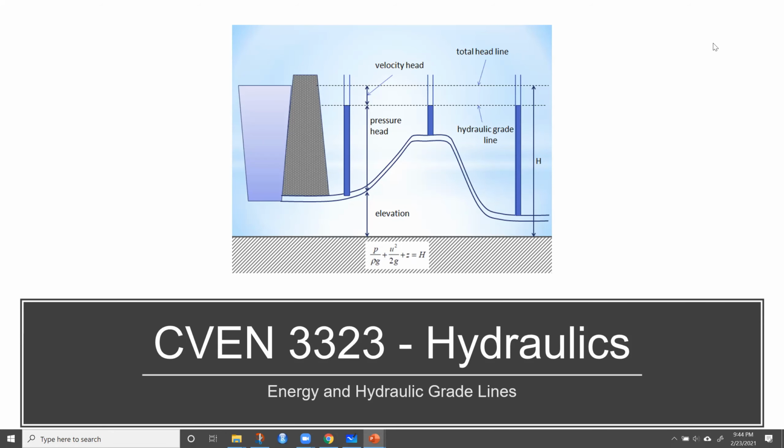Okay, team. Today we're going to talk about energy and hydraulic grade lines and how to calculate energy loss or head loss in a pipe system, accounting for both major and minor losses. We're also going to use the hydraulic grade line to tell us where in a pipe system, here's a pipe system right here, the pressure might reduce and go below zero for gauge pressure.